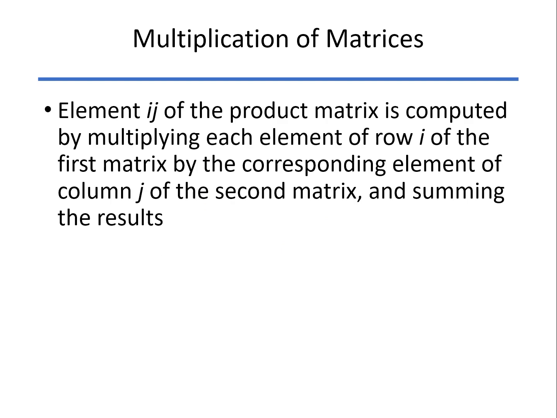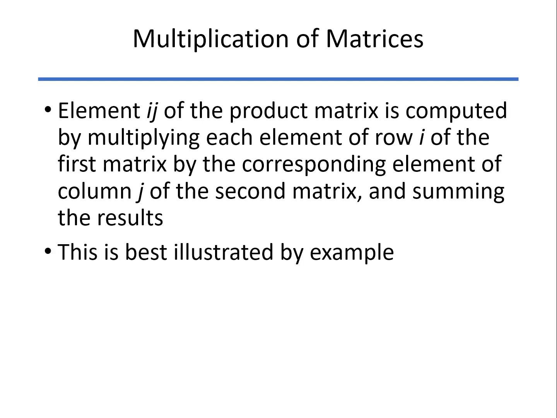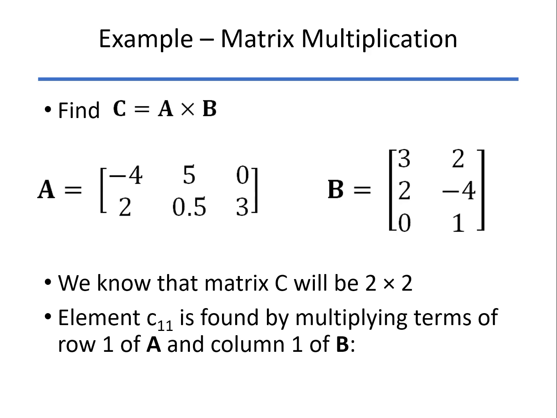And to do that, you multiply each element of a row by the matching element of a column. And rather than spend time reading that, let's look at an example. So we already know we can multiply these two matrices together. It's a 2 by 3 times a 3 by 2, and the answer is going to be a 2 by 2.